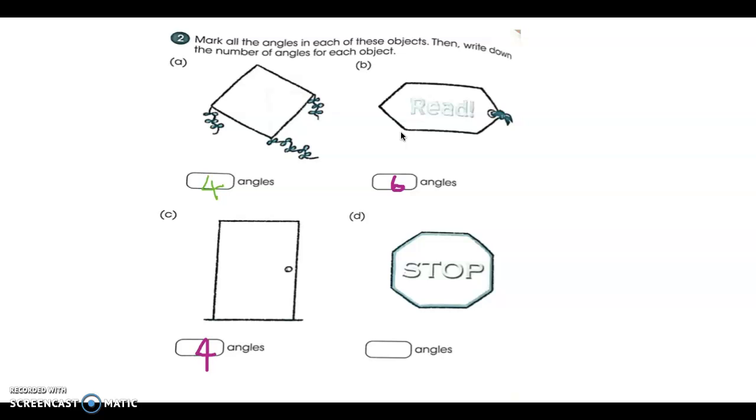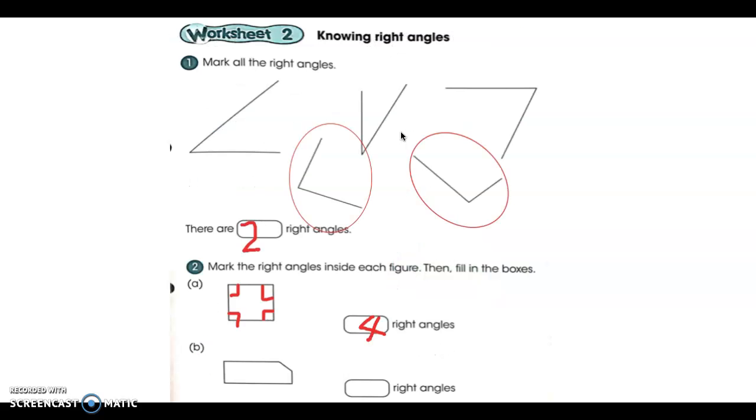But see, I have helped you there also. See, you see only 4 angles. Now look at this one. Now this is knowing right angles. Mark all the right angles.